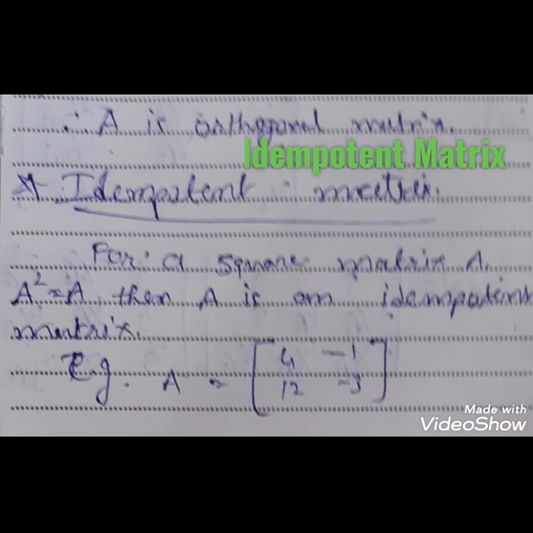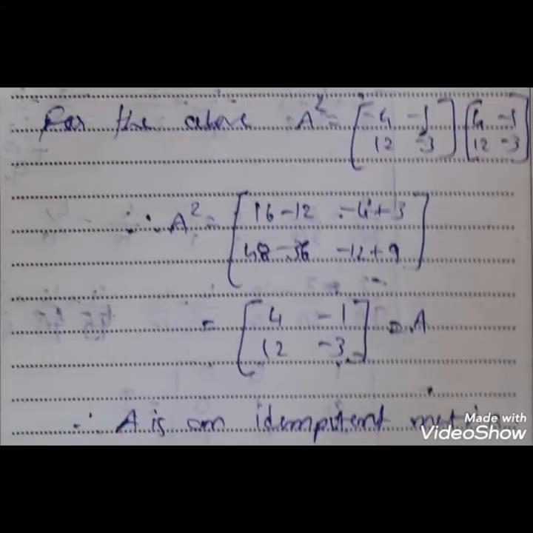Let us discuss this matrix A equal to [4 minus 1; 12 minus 3]. This is 2 by 2. So here we take A square, means A into A. So A is 4 minus 1, which are the elements of the first row, and 12 minus 3 are the elements of the second row. So 4 minus 1, 12 minus 3 into 4 minus 1, 12 minus 3.